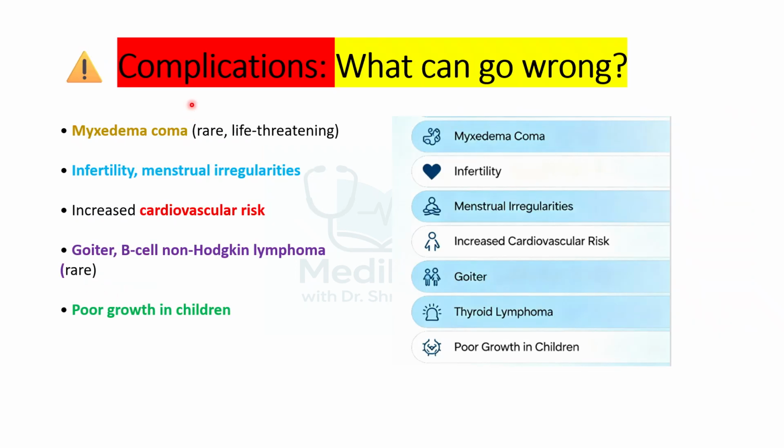So students, if untreated or poorly managed, Hashimoto's can lead to severe complications. Myxedema coma is a medical emergency characterized by altered mental status, hypothermia and multisystem failure. Chronic hypothyroidism also increases the risk of infertility, cardiovascular disease and in rare cases thyroid lymphoma.